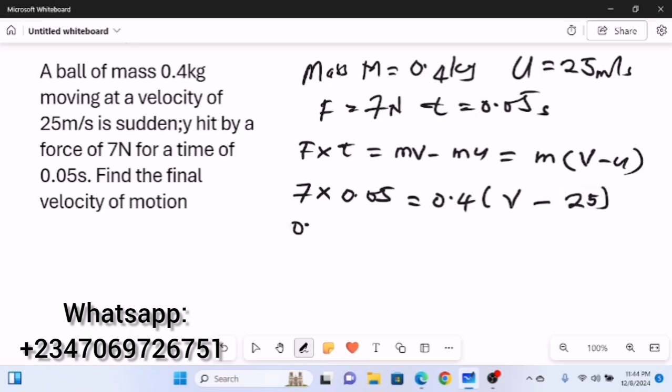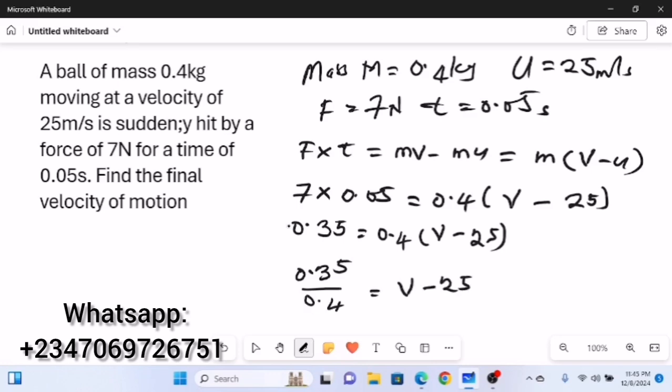So we have 0.35 equal to 0.4 into v minus 25. Let's make this easier on us. Simply divide both sides by 0.4. So I'll have 0.35 divided by 0.4, and this will be equal to v minus 25. Let's obtain 0.35 divided by 0.4. This gives us 0.875, and that is equal to v minus 25.